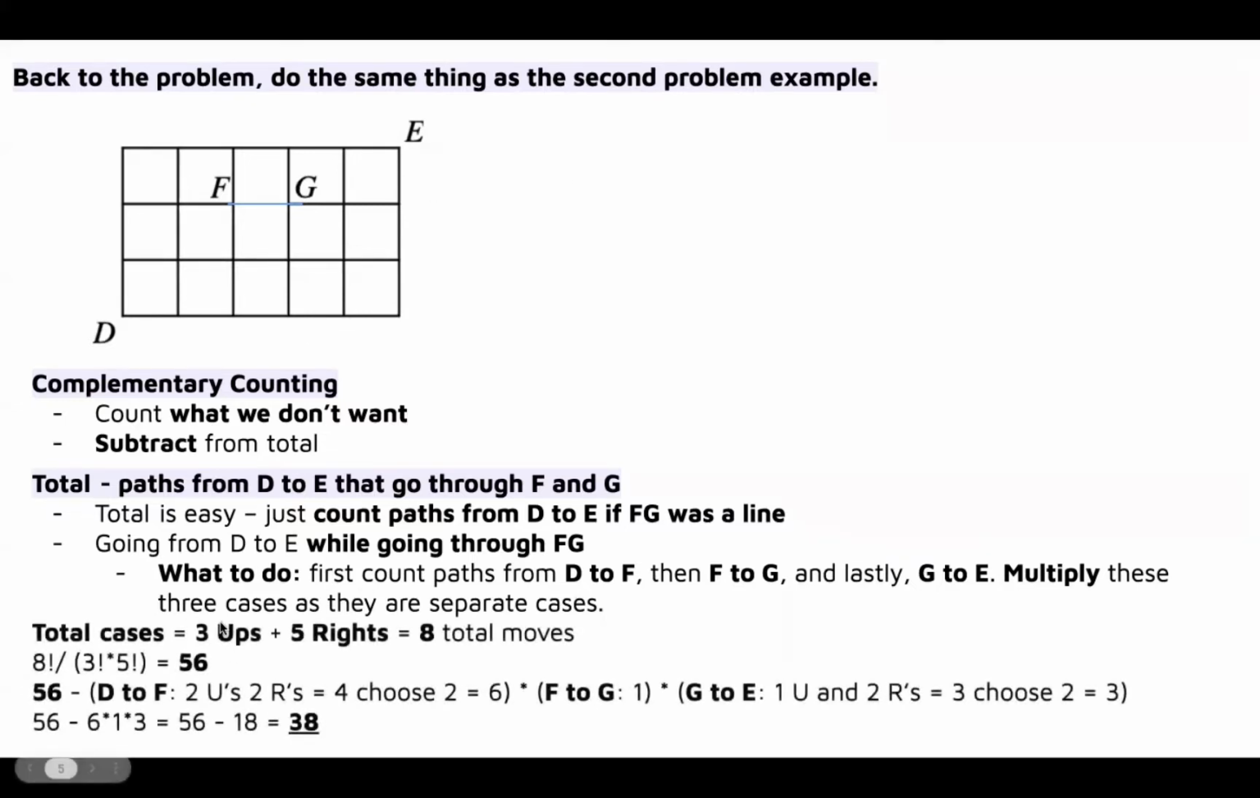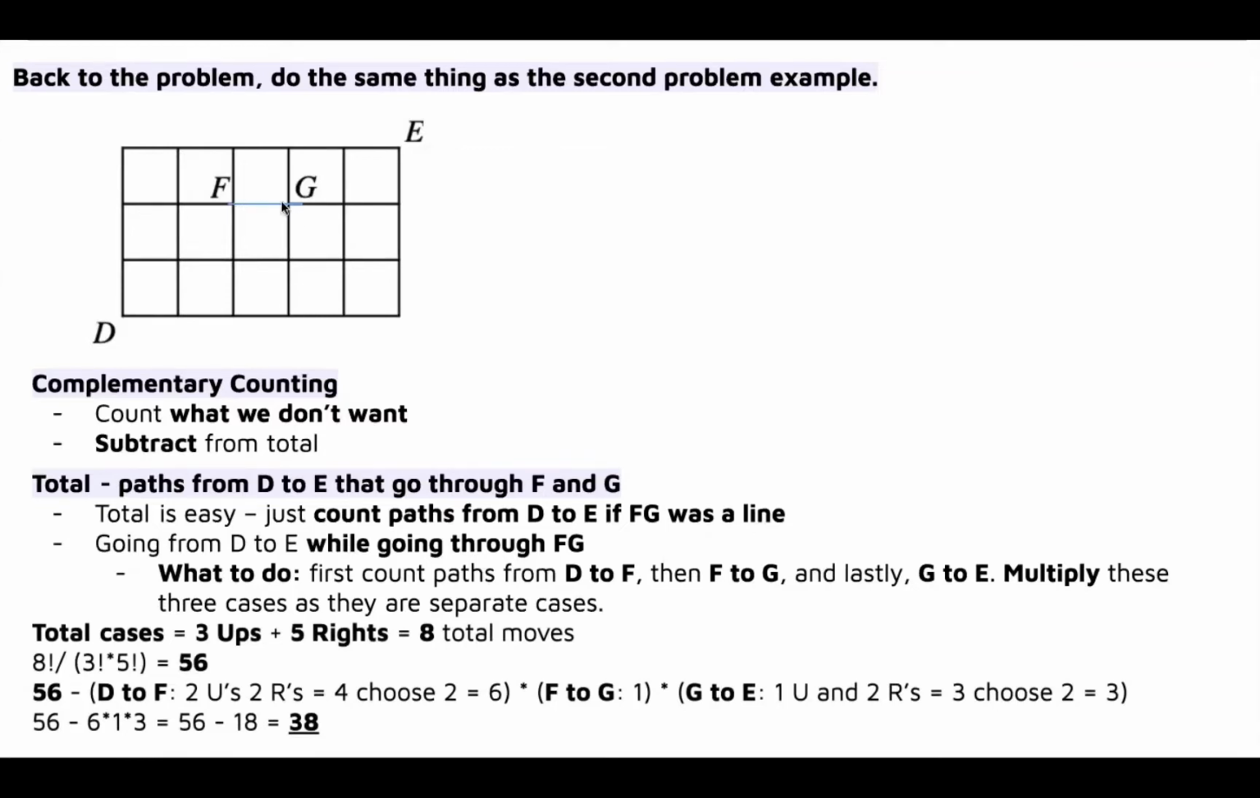All right, so total cases equals 3 ups, 5 rights. These are 8 total moves, so it's going to be 8 factorial divided by 3 factorial times 5 factorial, and I've solved it for you, it's 56. All right, so then 56 minus D2F. D2F is 2 ups, 2 rights. 4 choose 2 equals 6.